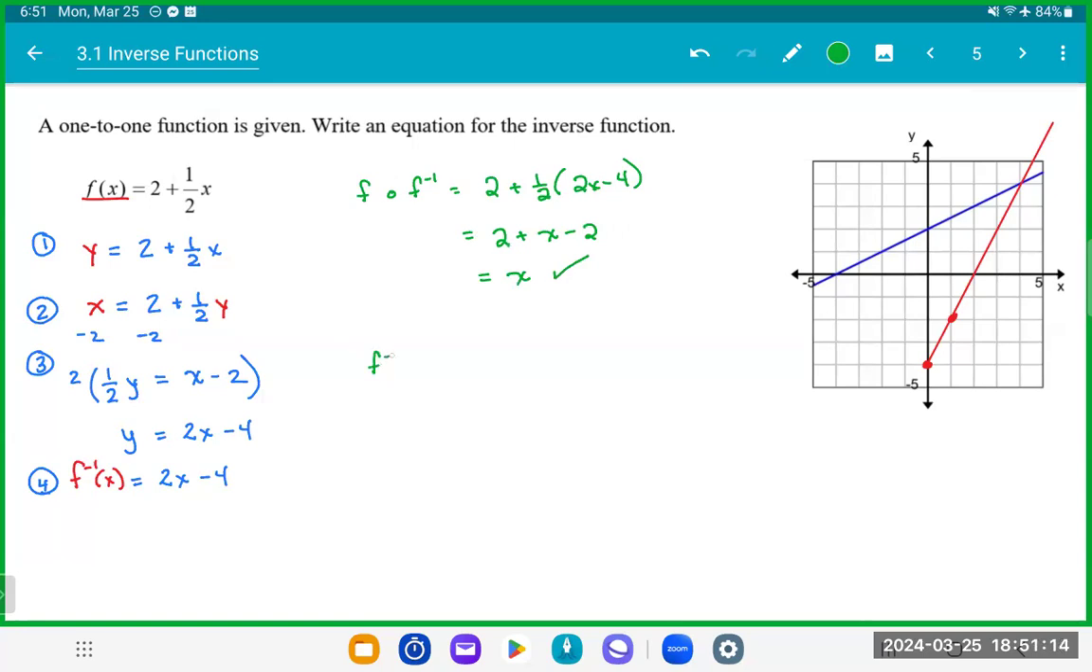We have to do the same for F inverse of F. That would be 2 times 2 plus 1/2 X minus 4. Simplify this, we get 4 plus X minus 4, which equals X. And you can see that both of those simplify down to X. Therefore, they are, in fact, inverses of each other. Okay, questions?